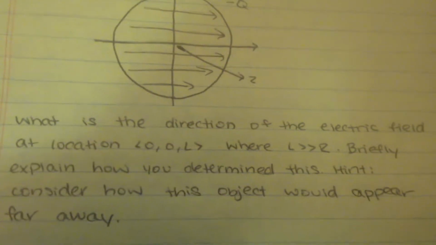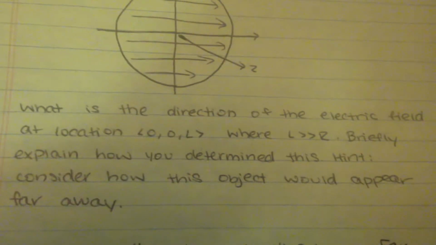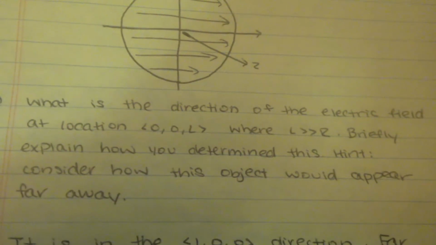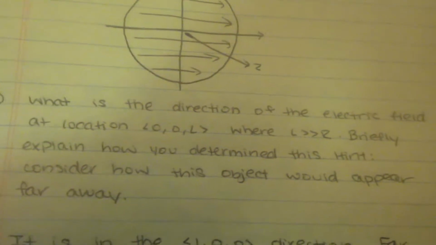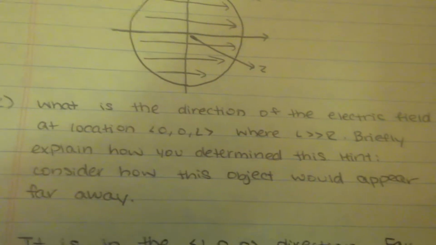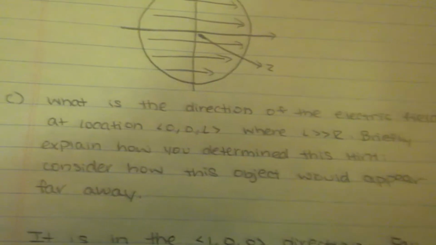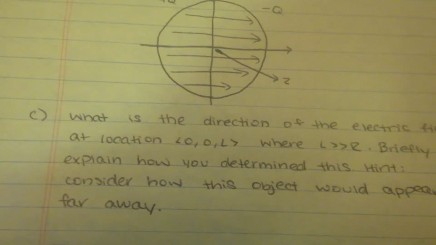What is the direction of the electric field at location 0, 0, L, where L is greater than the radius of the circle? Briefly explain how you determine this. Hint: consider how this object would appear far away. So that is a very big hint. Imagine L is very, very big. You're at a very, very far distance away on the z-axis.